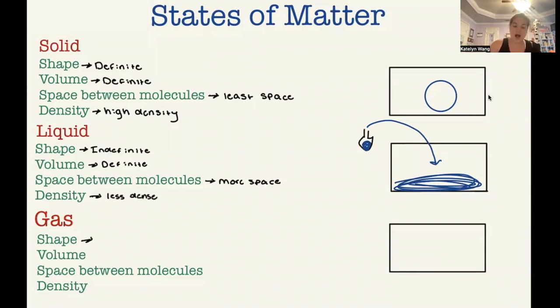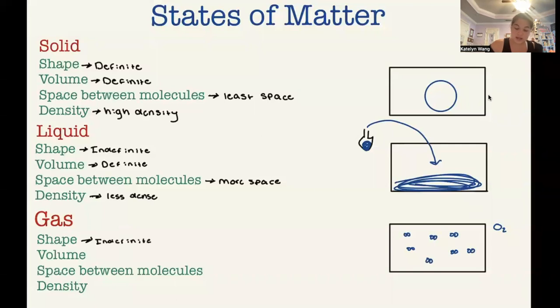Then for gas, we're going to go ahead and use a diatomic element. So oxygen, which is O2, we're going to draw a ton of little O2s all around here. Now, if I were to move all of these O2s into a different container, the shape would change to fit that container. You know that because there's not little pockets of air where there's no O2. It spreads out to fit the container it's in. So it's indefinite, just like a liquid.